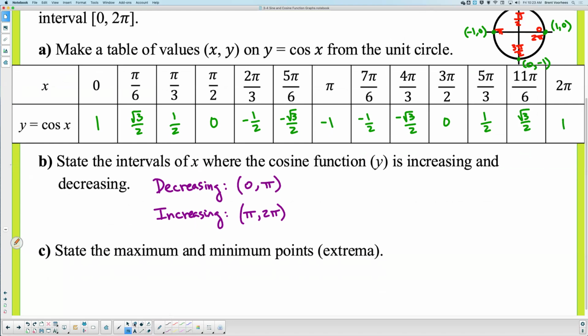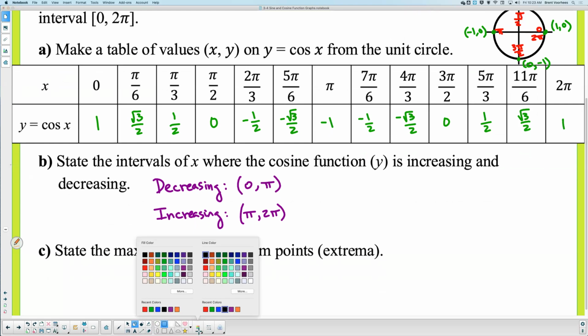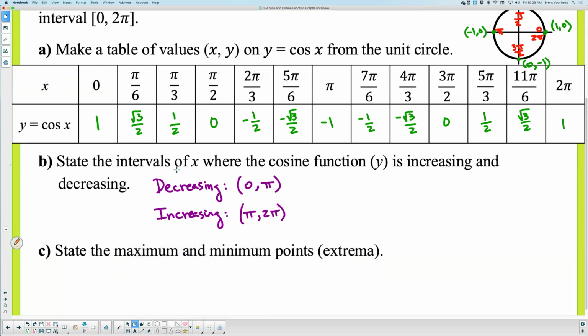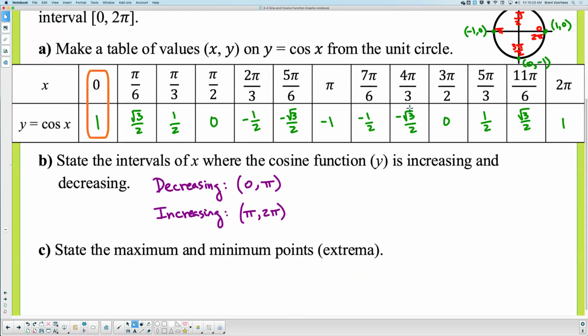Now look up in the table. How many maximums and minimums do you see? Remember what the maximum is supposed to be. It's supposed to be a 1. How many maximums do you see? 2. And how many minimums do you see? There's my maximums. This is my minimum. So max, min, max.